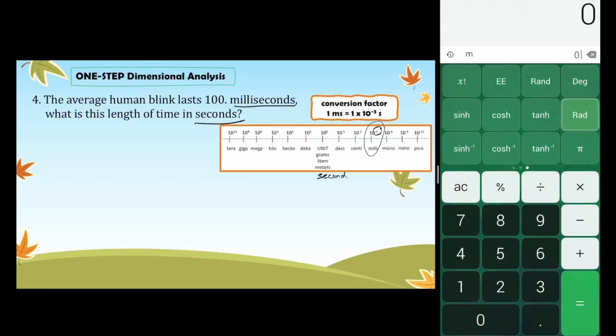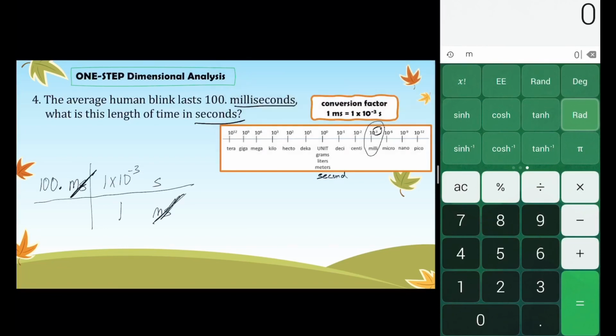Let's begin our problem. 100 decimal point. That means there's 3 significant digits in this value. 100 milliseconds, the abbreviation or the symbol for that is just lowercase m, lowercase s. We want to get rid of milliseconds, so that's going to go at the bottom. And we want to retain seconds as the unit for our final answer. 1 millisecond equals 1 times 10 to the power of negative 3 seconds. So you can see that milliseconds will cancel.